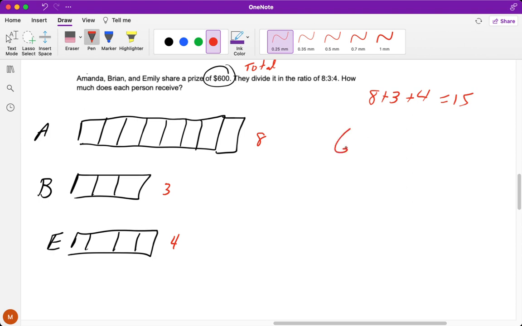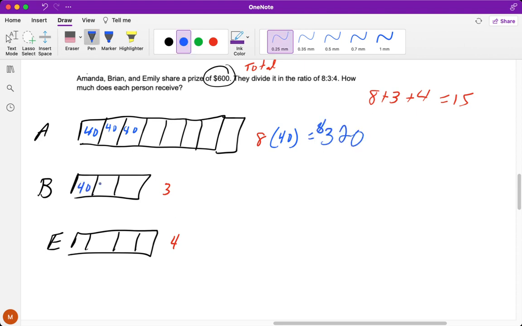So we can figure out how much is in each of those boxes by dividing 600 by 15. And 600 divided by 15 is equal to 40. So that means every single one of these boxes represents $40. So then if I want to figure out how much money Amanda has, well, I can add 40 eight times, or I can do 40 times 8, which is then going to be $320. So that means Amanda has $320.